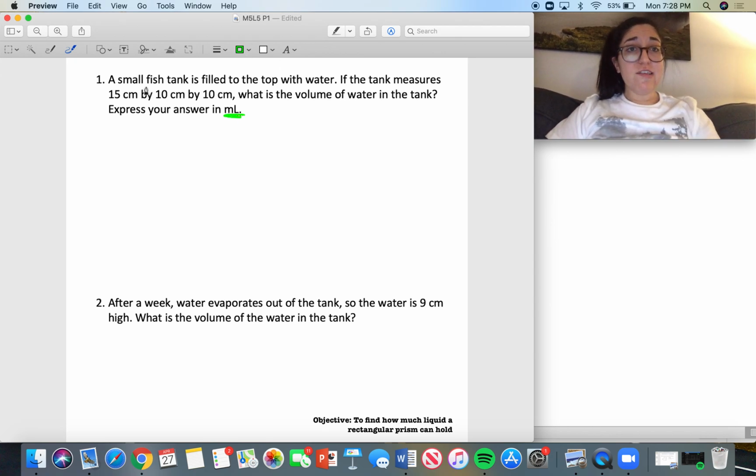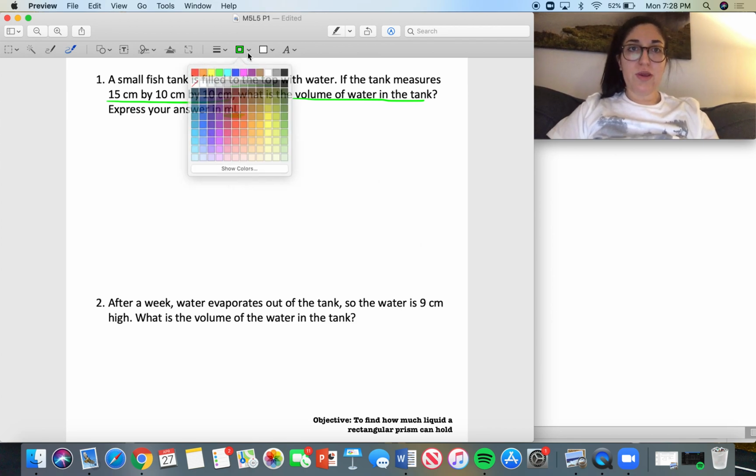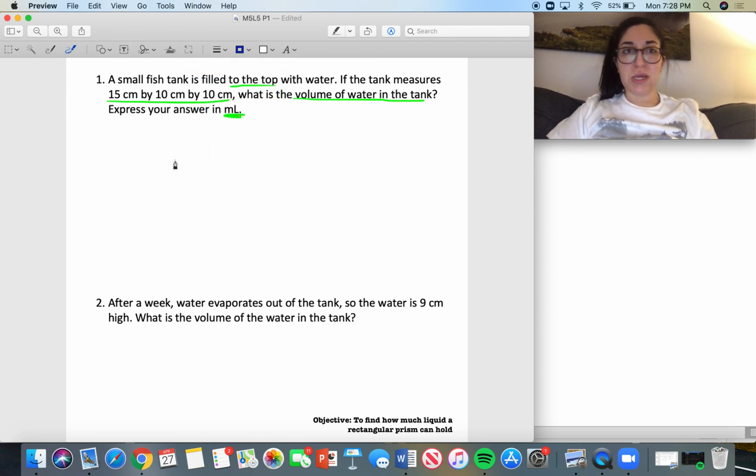So it says, a small fish tank is filled to the top with water. If the tank measures 15 centimeters by 10 centimeters by 10 centimeters, what is the volume of water in the tank? Express your answer in milliliters. So what do we know here? Well, we know that we're making a little fish tank. So let's draw that fish tank.